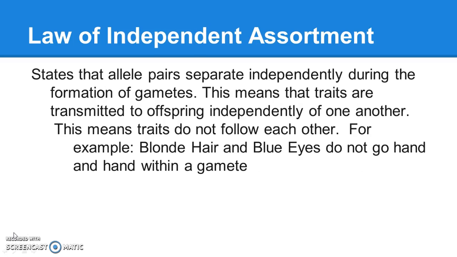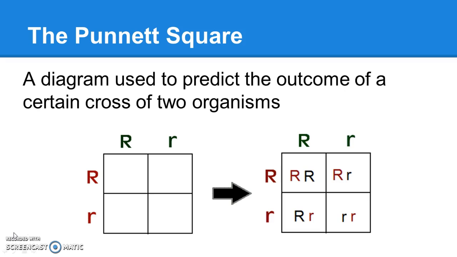The law of independent assortment then states that allele pairs separate independently during the formation of gametes. This means that traits are transmitted to offspring independently of one another. So traits do not necessarily follow each other. For example, blonde hair and blue eyes do not go hand in hand with one gamete. So as long as they are not on the same chromosome, they can assort independently of each other. It does not matter where they are.